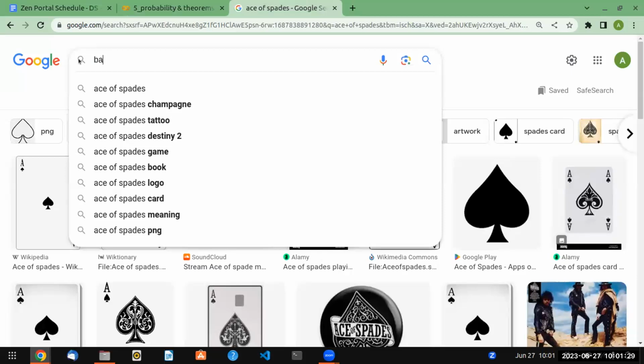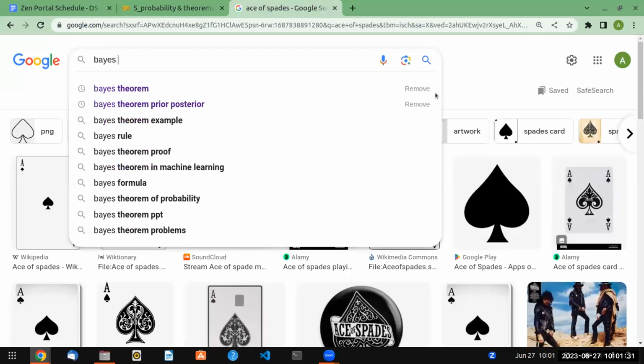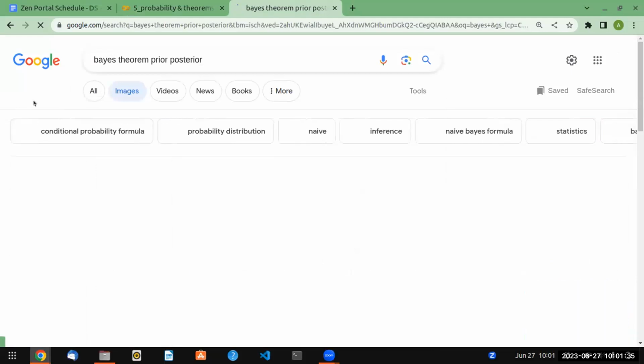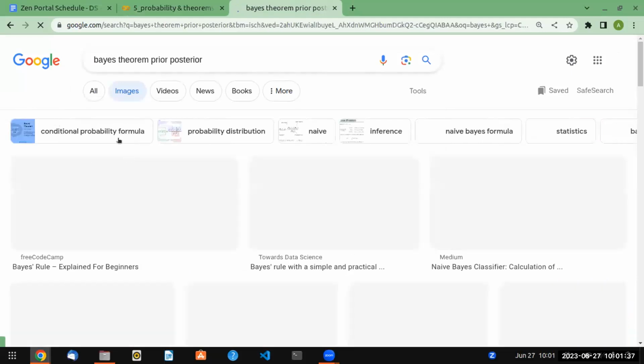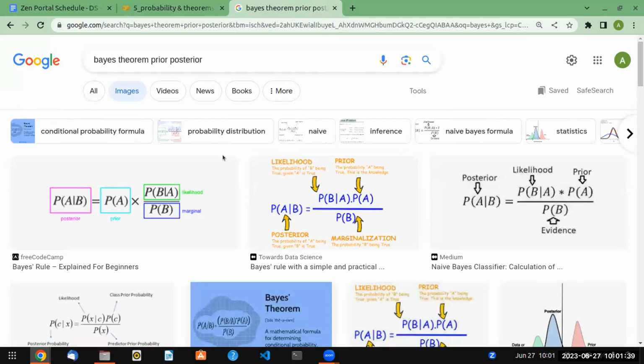What is this? Base, prior, posterior. So what are these terms? The terminologies I forgot, you just keep in mind, or you can search like this, you'll get it. Now the left hand side, that is probability of A given B, the whole term is called posterior.